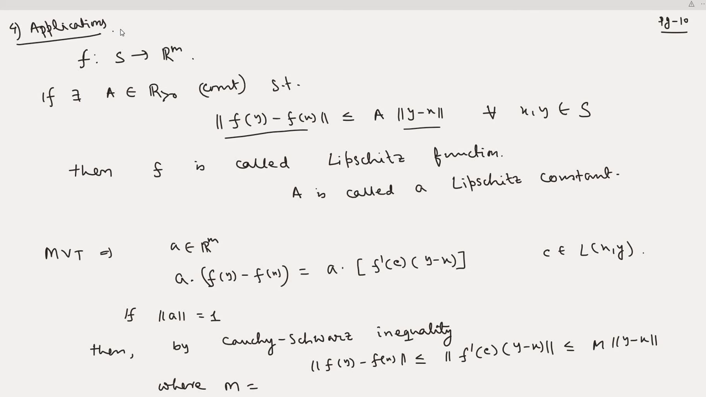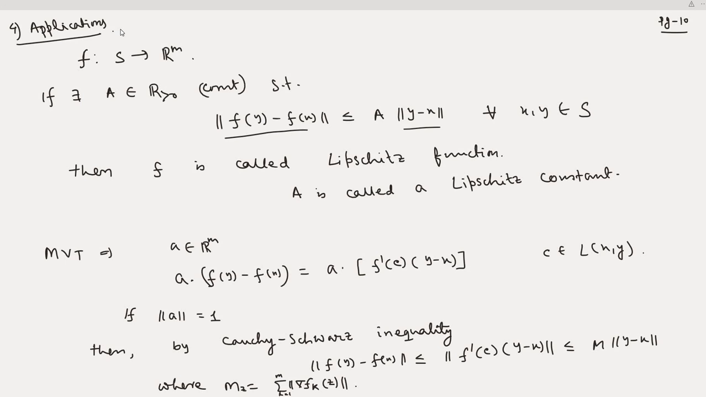m equals the summation of the norm of nabla f_k of z, where z belongs to the line segment joining x and y. The summation is over k equal to 1 to m, where f_k is the kth component function of f. This depends on z, so m depends on z.